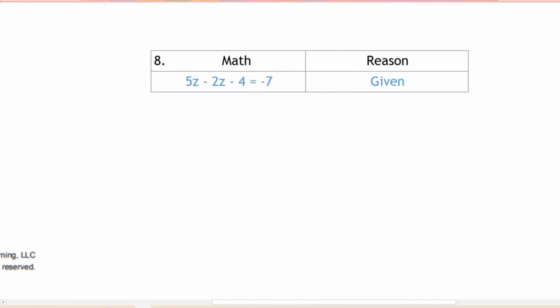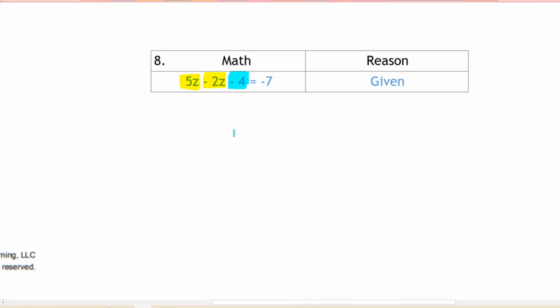Now with question 8, I'm taking a look at the left side, and I see 1, 2, 3 terms. And I can also classify them. This first term here, 5z, that is linear. -2z, that's also linear. And -4, that's constant. So I'm going to combine like terms here, and that's really the only trick here. What makes this a little bit different here is that the terms that I'm combining are the linear terms, the terms with the variable.